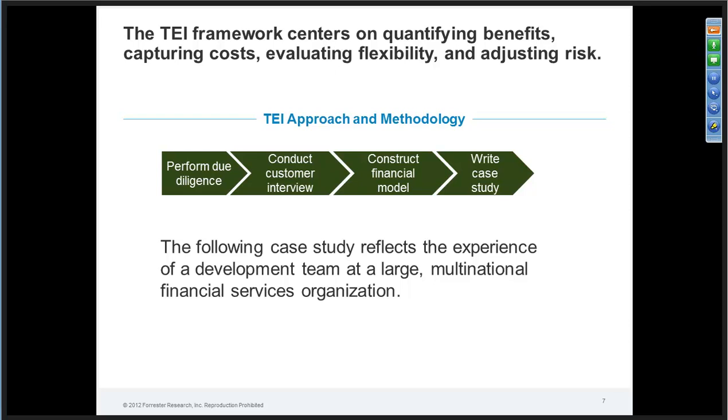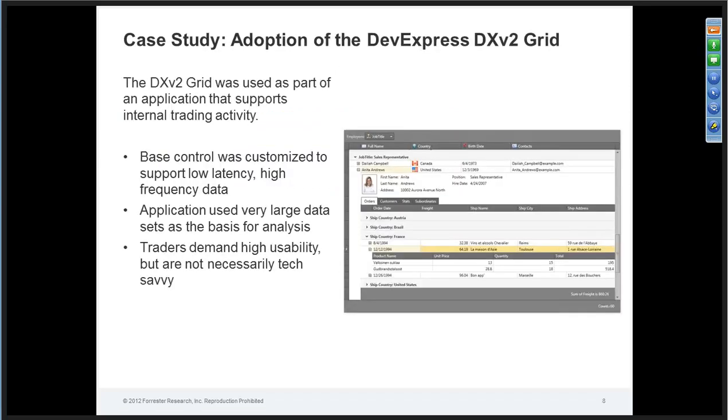So with that, I'd like to review the specific case study that we looked at. Again, it's a large multinational financial services organization serving lots and lots of internal employees with the specific products that they implemented. Basically, in their situation, we focused on a single control that was part of the overall DevExpress DXv2 offerings. In this case, it was the DX2 grid. If you're not familiar with the grid, it offers a lot of flexible capabilities to display information in a tabular format in a variety of different ways.